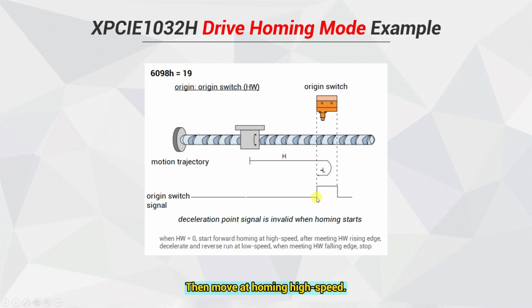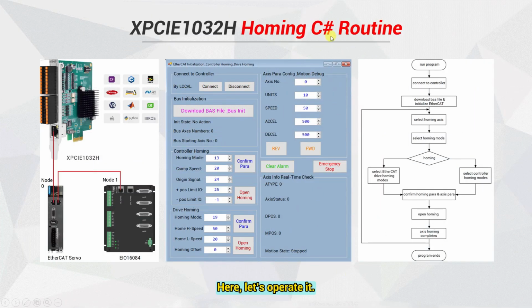Then move at homing high speed. After the origin signal becomes 1, run at homing low speed. When it is 0 again, stop, homing is done. Okay, two methods are introduced. Here, let's operate it.